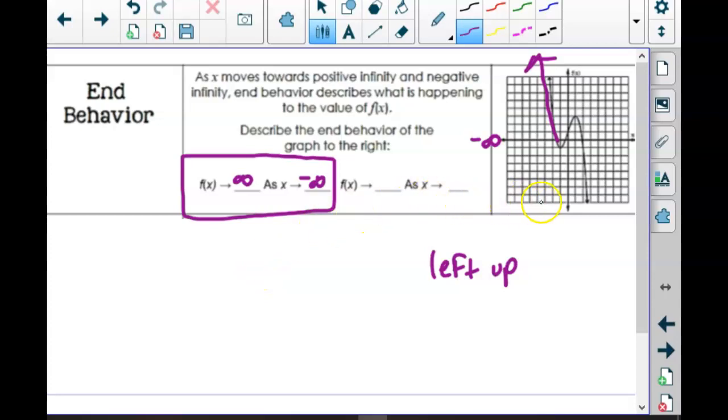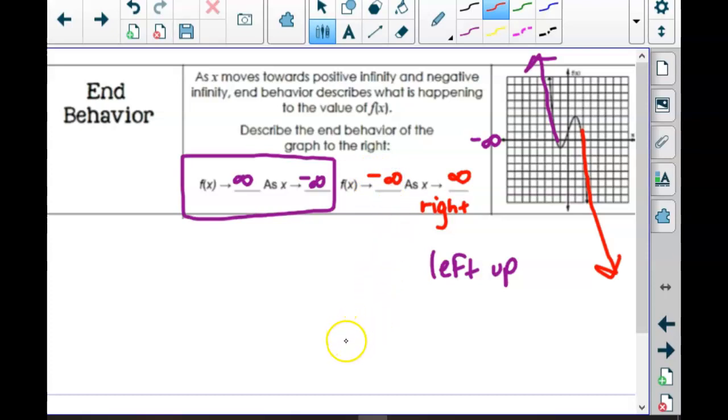Can anybody tell me the other end of the graph? As I go further and further to the right, what's happening? If I say right, I say x approaches infinity. And what is the y value doing on the right? The y value is getting more and more negative.